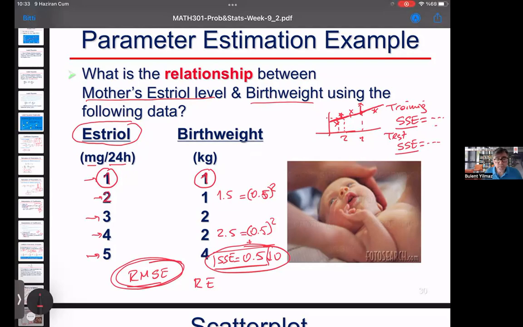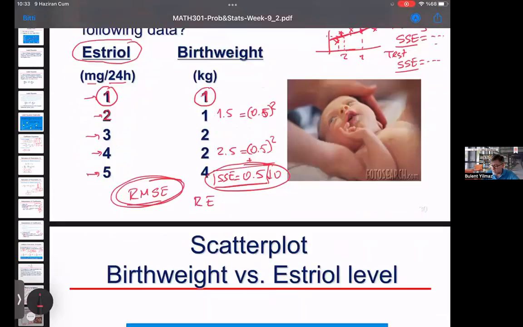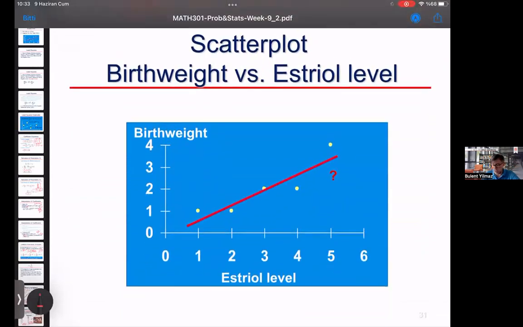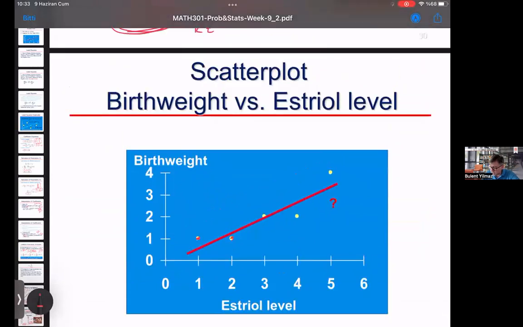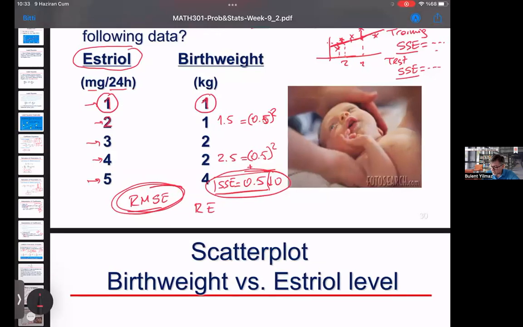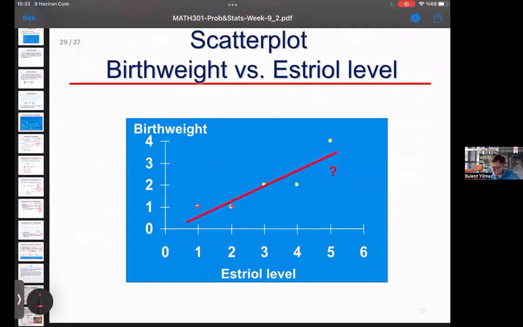Now I want you to come with me, okay? This is estriol level and birth weight. We all start with what? Scatter plot. Okay arkadaşlar, scatter plot. So this is 1 versus 1. This is 2 versus 1. This is the data: 1, 1, 2, 1, 3, 2, 4, 2, and 5, 4. You can see that from the figure. This is estriol level and this is birth weight. This is X and this is Y.